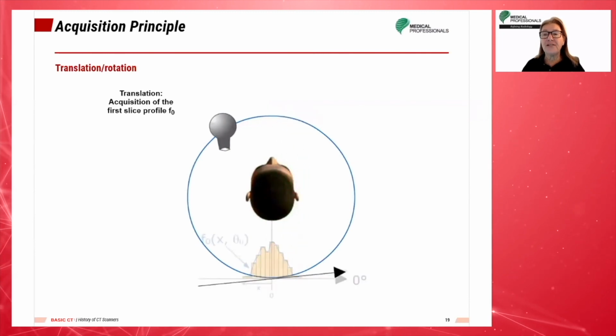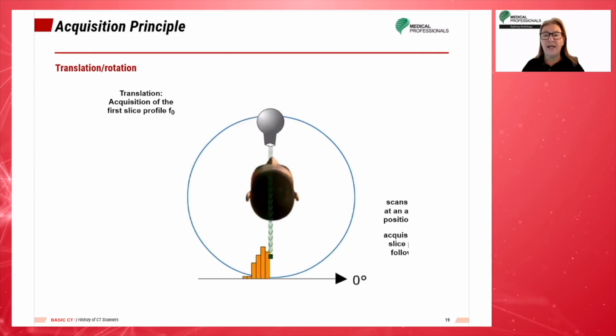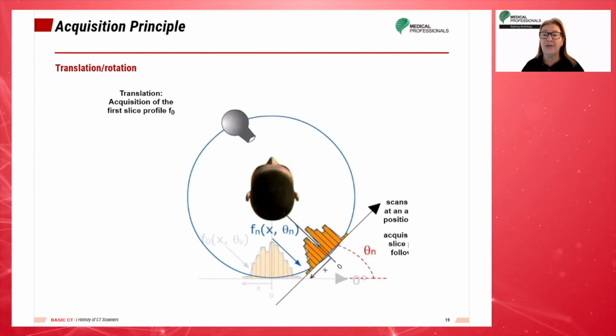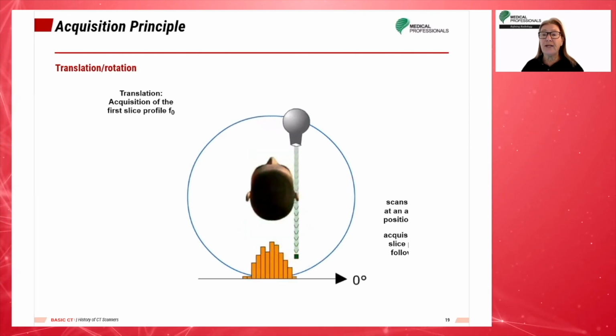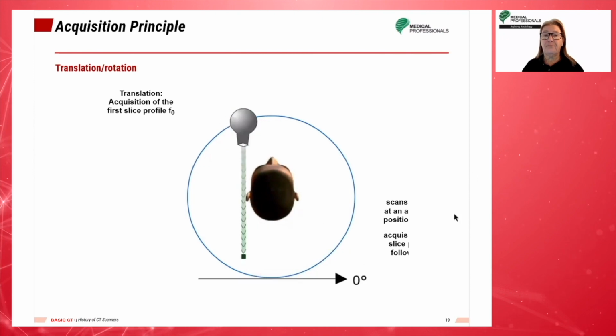In the first CT generation, the source detector rotated slightly and a subsequent set of measurements was obtained during a scan and rotate system.